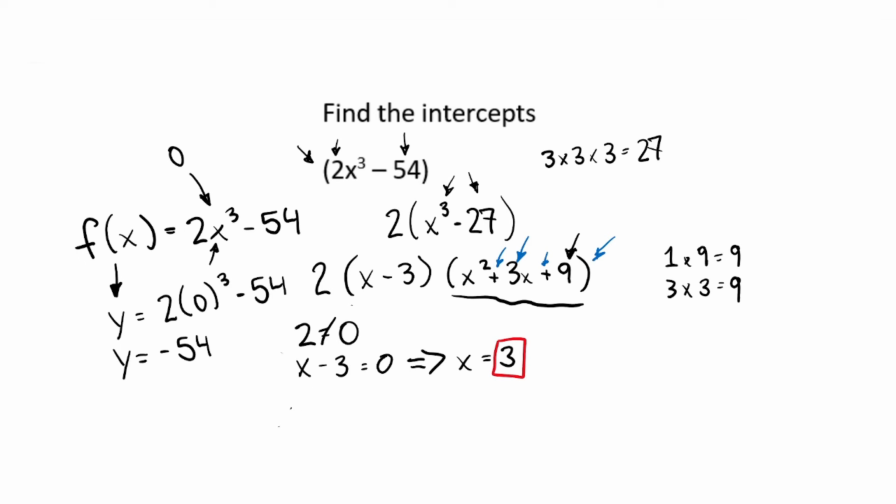And then since this is a prime trinomial, this does not equal 0. It does not factor anymore. That means we cannot use it for our x-intercept. So the x-intercept for this equation is going to be 3.